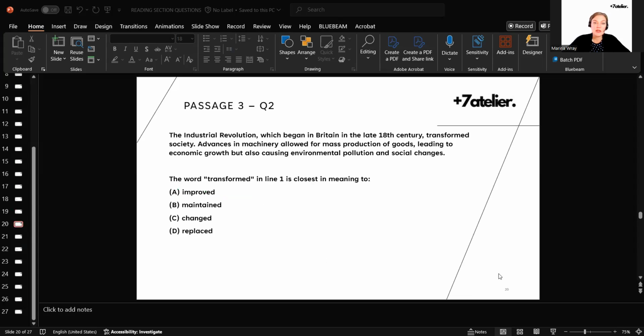Let's go to the next question with the same passage. The word transformed in line 1 is closest in meaning to A. Improved, B. Maintained, C. Changed, or D. Replaced. The correct answer is C. Changed. Transformed means changed or altered, which is closest in meaning to changed.